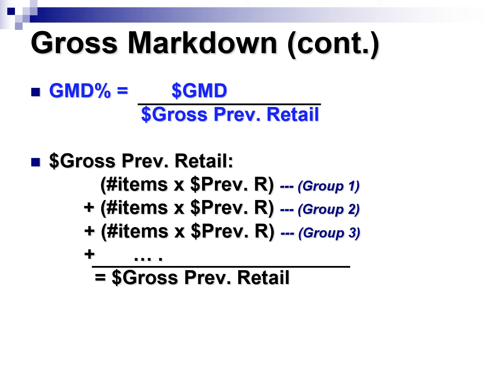The gross markdown was the sum of the dollar markdown of all items. Now gross previous retail is the sum of the previous retail of all items. That gives us the gross markdown percent, by doing the gross markdown over gross previous retail. We'll apply these concepts in a problem. Next slide.